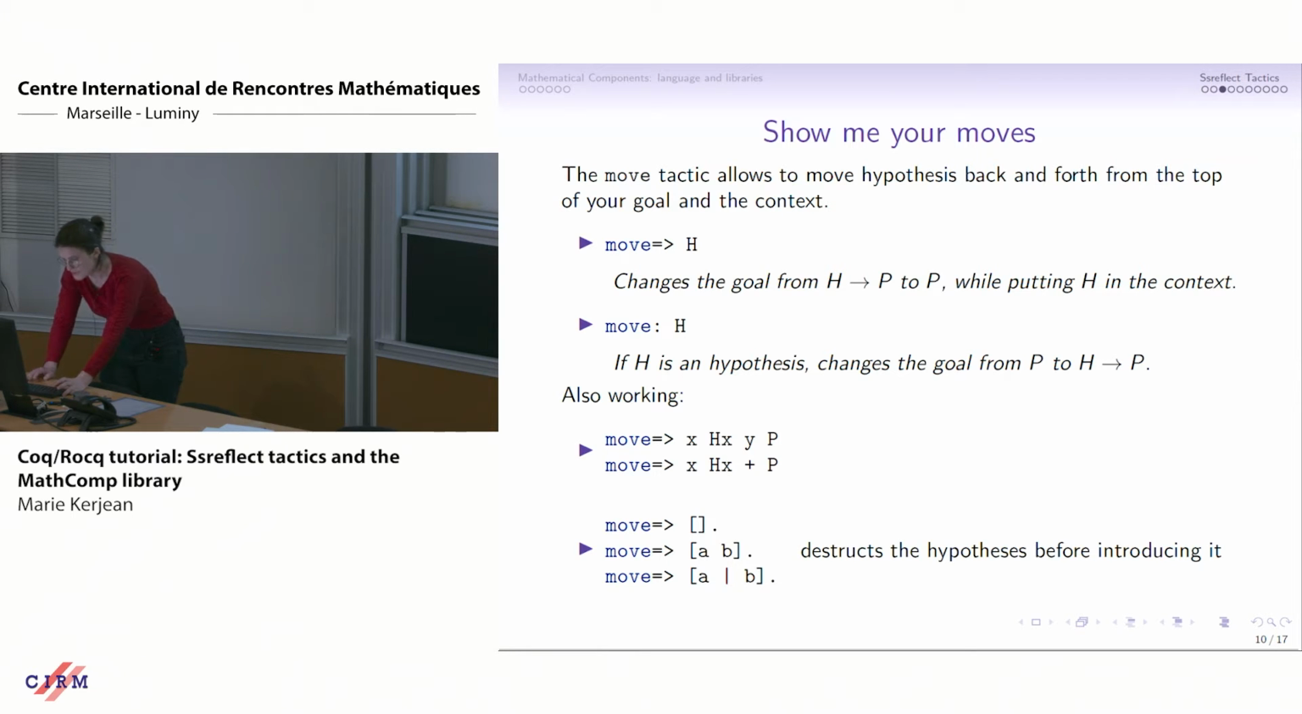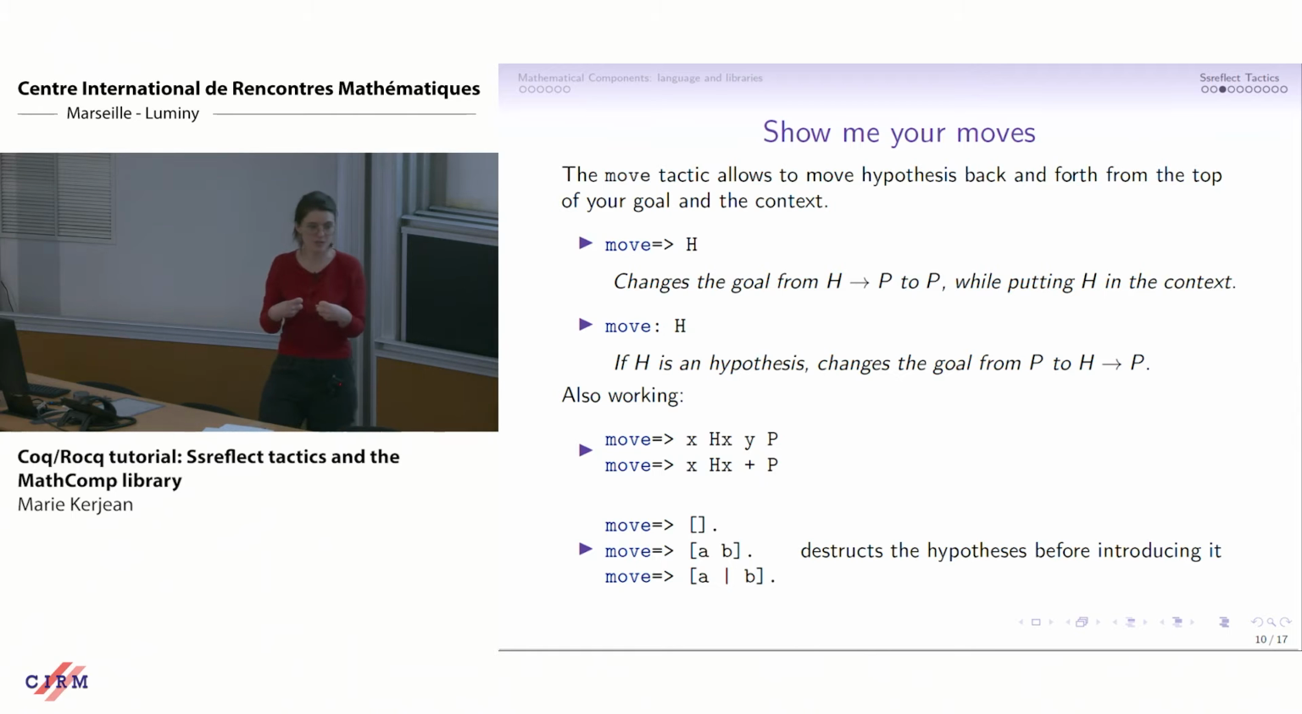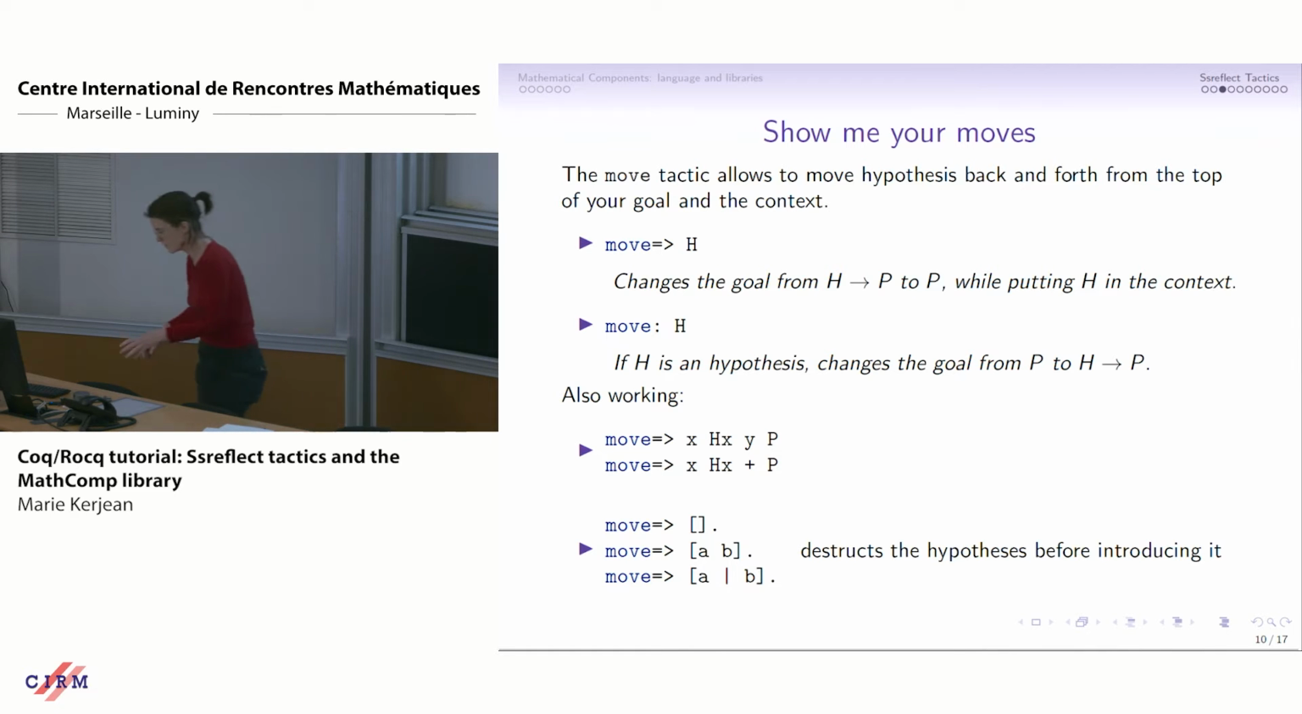So you have this move tactic. And this move tactic allows to take a hypothesis, to put it into the context, or to take it back and to work on it. And the idea in MathComp and Ssreflect is that you will work on the hypothesis which is at the top of the implications you have in your proposition. If you want to work on something, you won't work in it in the context. You will take it back from the context and work on it at the top of your stack. So let's see how that goes.